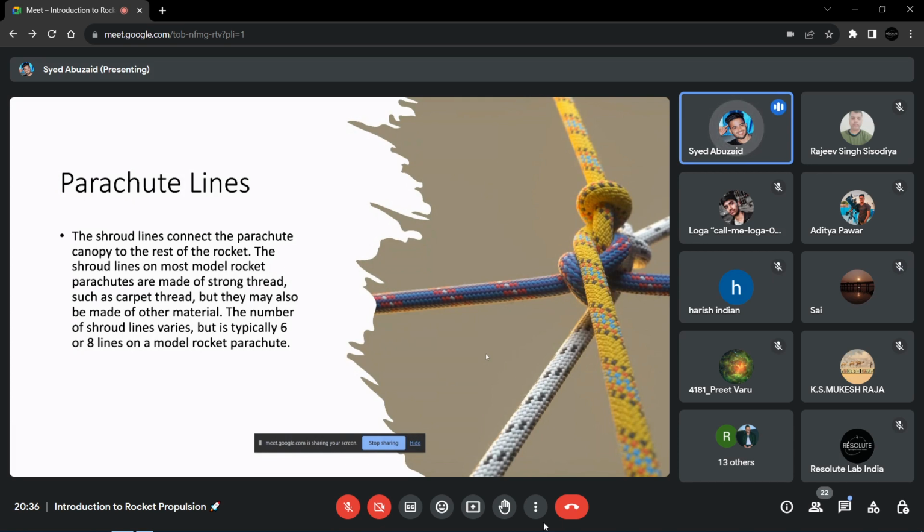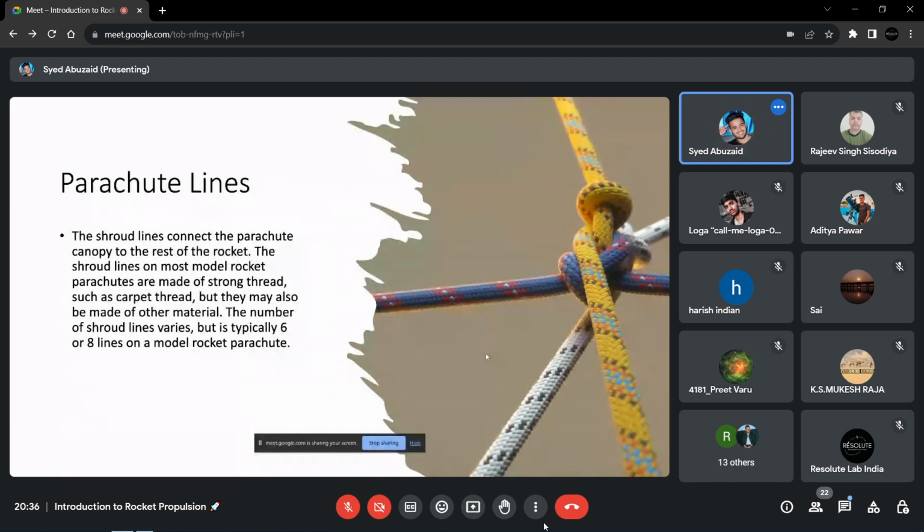Parachutes are made of strong threads such as carpet thread, but they may also be made of other materials like carbon fiber and glass fiber, which they also use because they are modern materials nowadays. The number of shroud lines varies. I have already told you, six or eight, depending upon the stability and the needs.